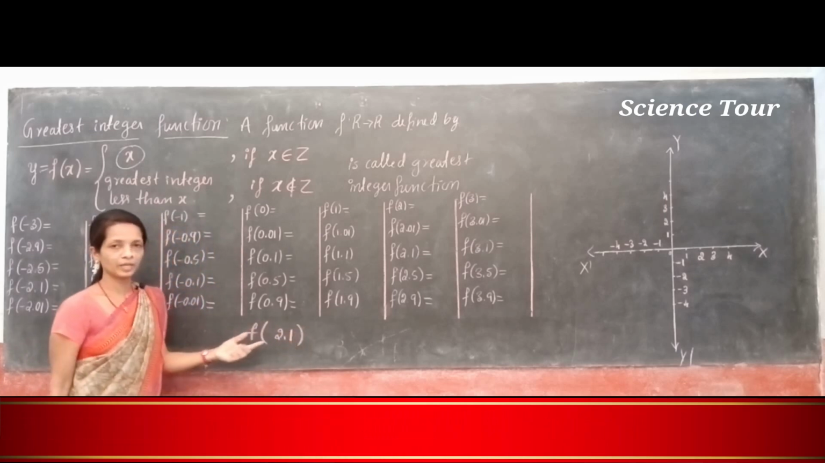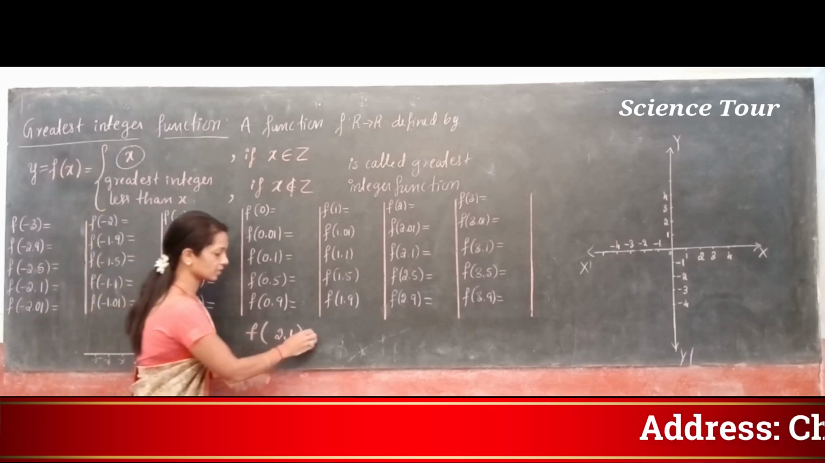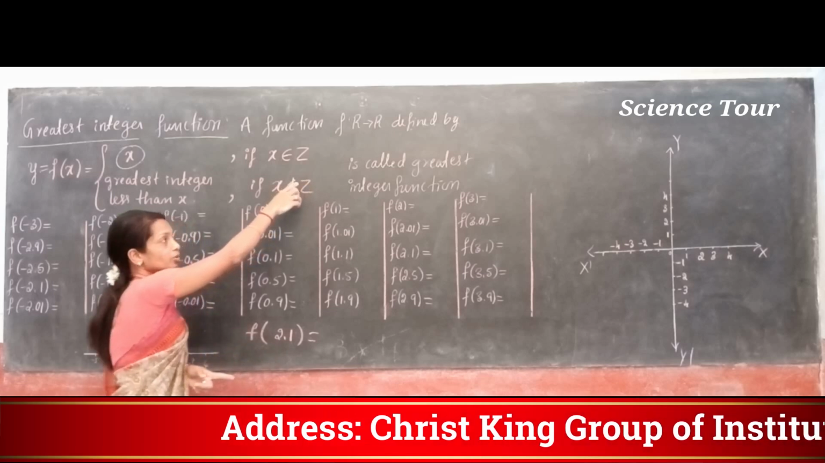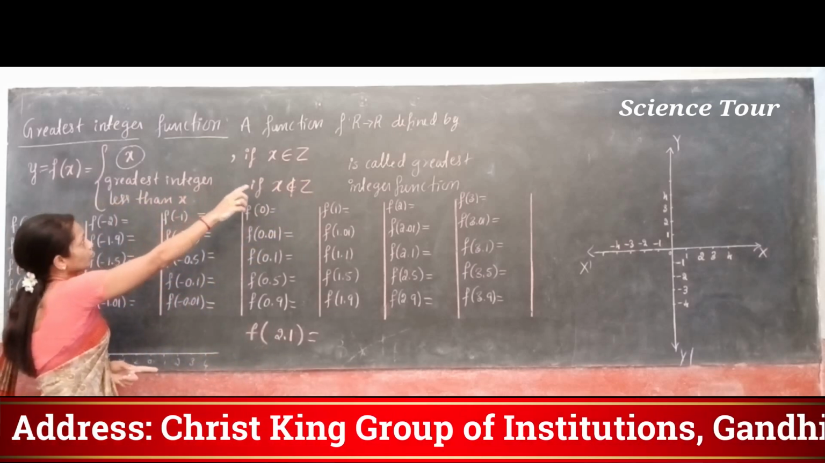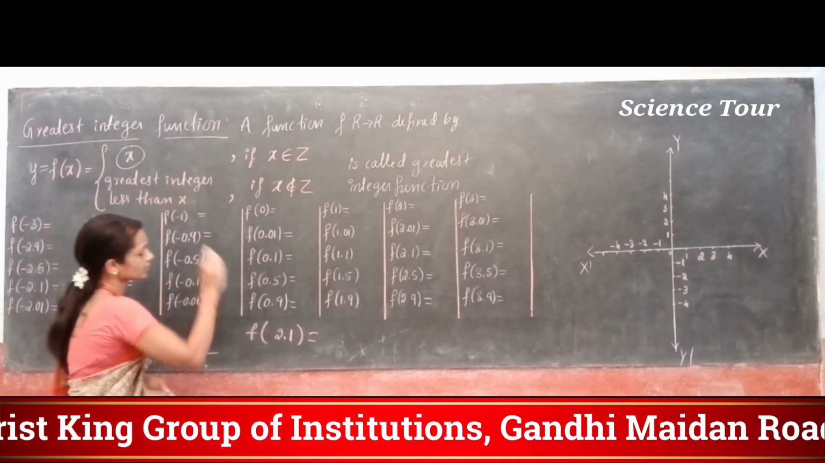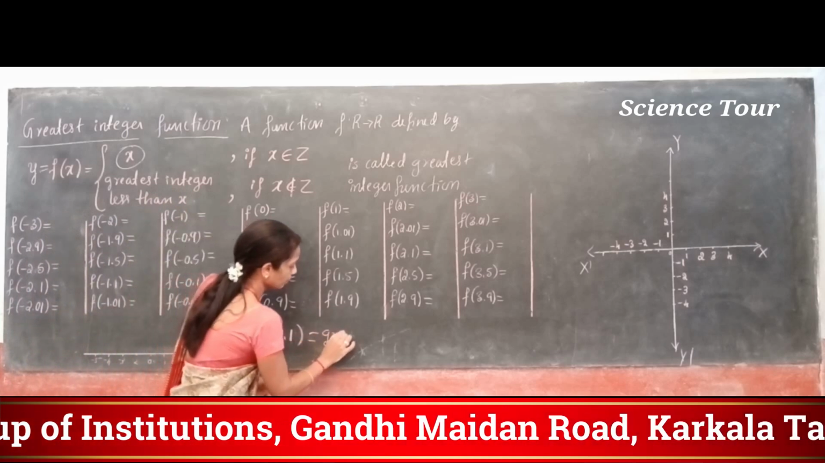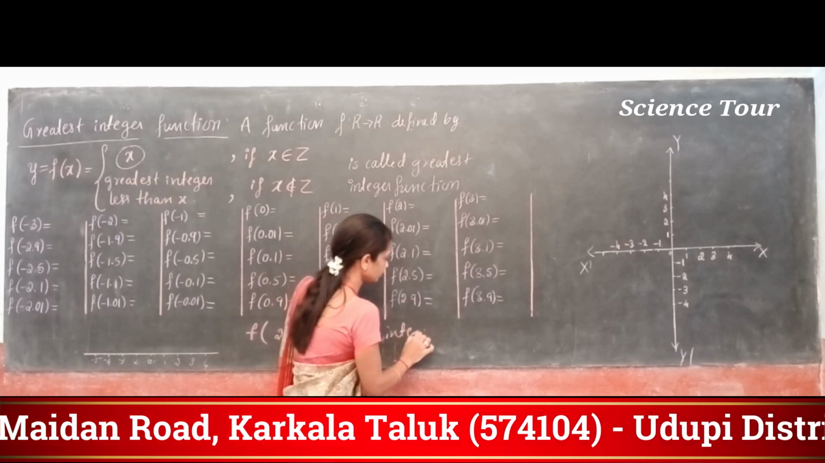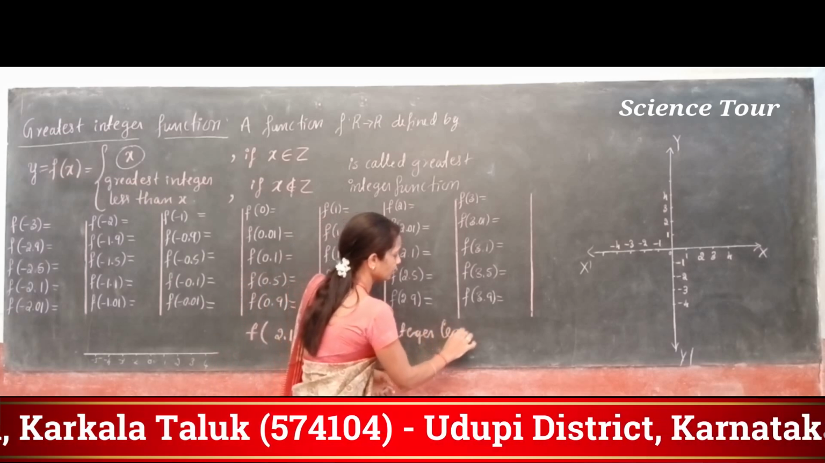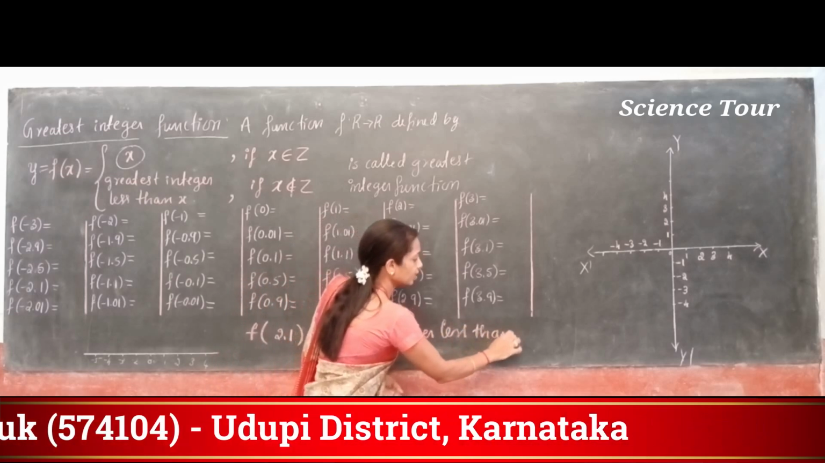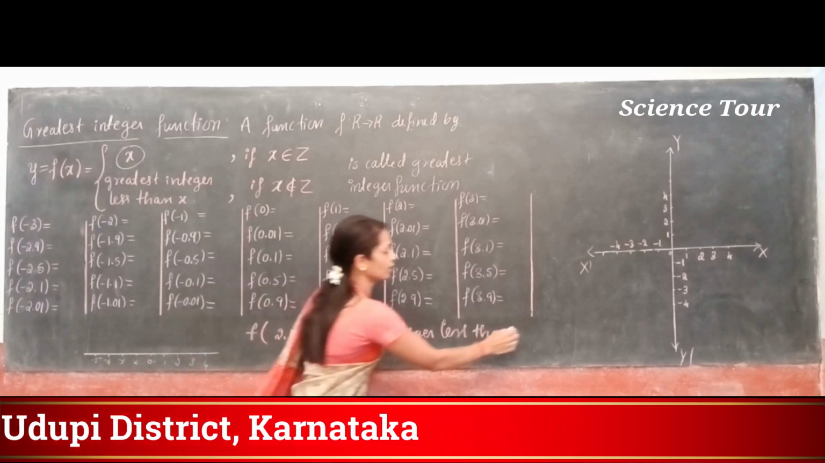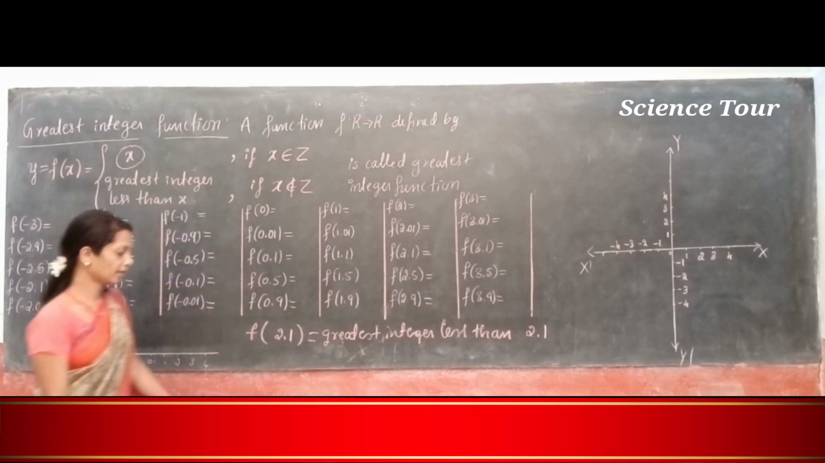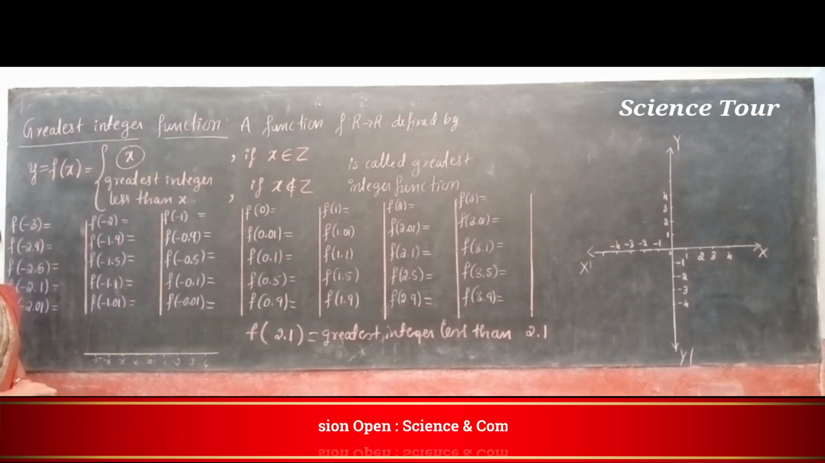So then what will be f of 2.1? This is not an integer, 2.1 is not an integer. So which definition you have to use? The second line definition. Greatest integer less than 2.1. Greatest integer less than what is x now? x is 2.1. Less than 2.1 now you have many integers, right?